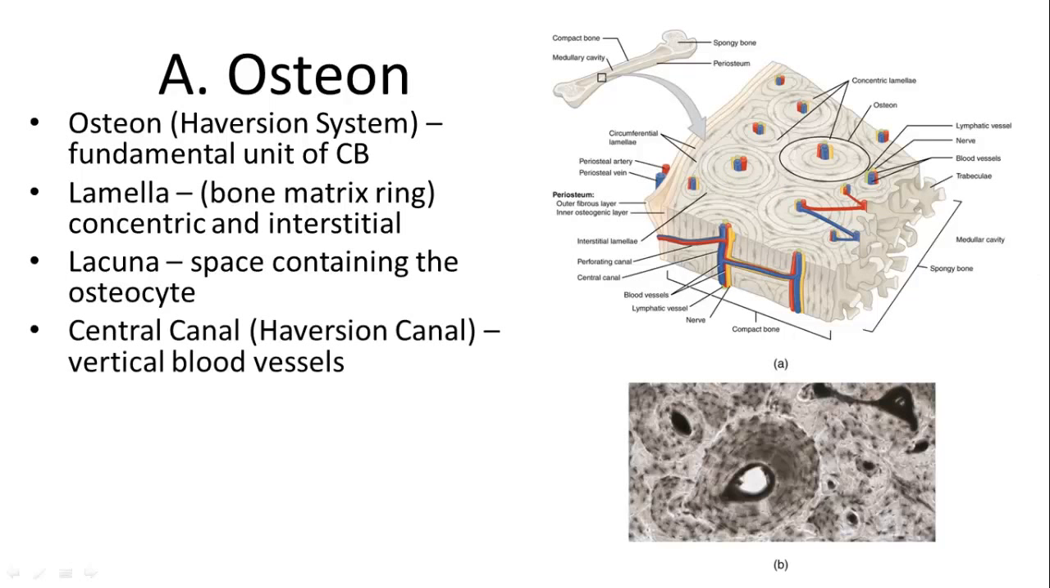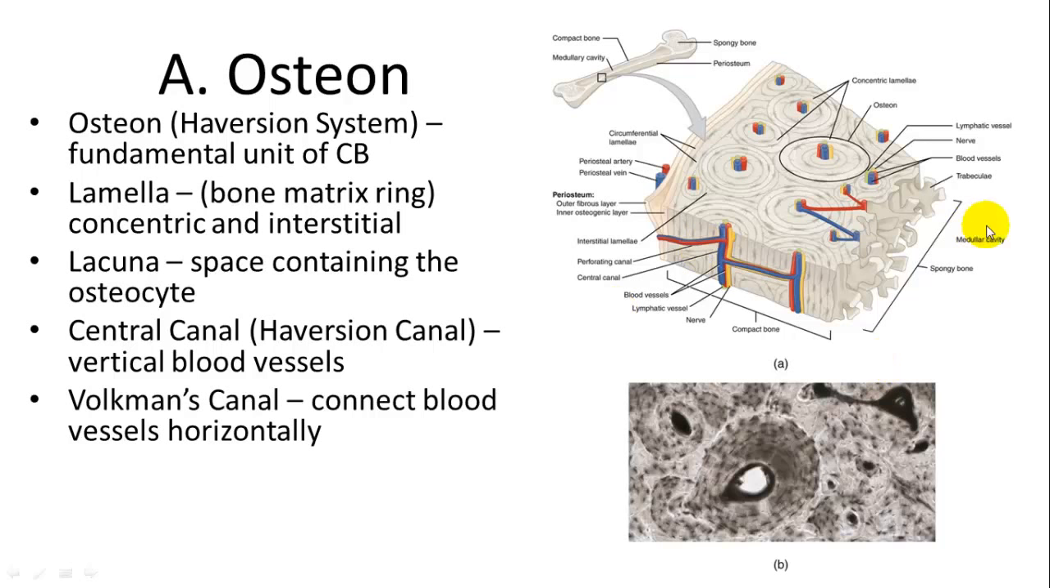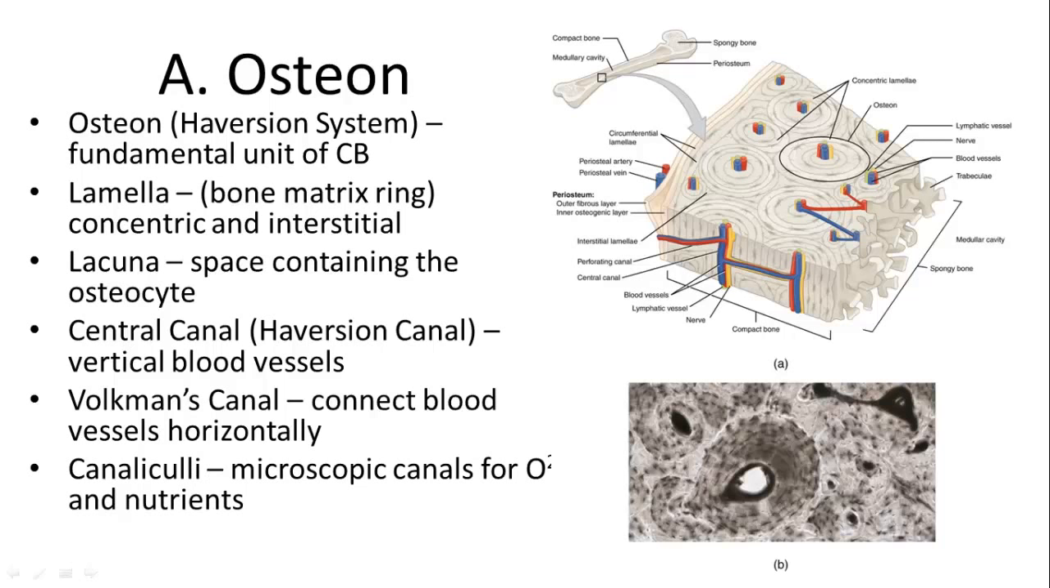There is one big central canal at the middle, or Haversian canal, which is going to have these vertical running blood vessels. And then you have Volkmann's canals, which are going to be connecting blood vessels horizontally, or perpendicular to the central canal. You also have little nutrient canals for nutrients and oxygen, called canaliculi, so little canals essentially. And those are going to be connecting the osteocytes between the rings.